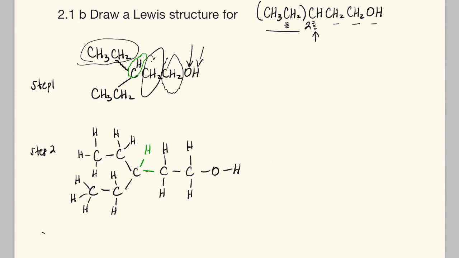Now, step 3 is always to add the lone pairs of electrons, and what you remember is that oxygen is always divalent, and that's only possible if it has 2 lone pairs on the oxygen to complete its octet. So that's the full Lewis structure for this starting condensed structure up here.